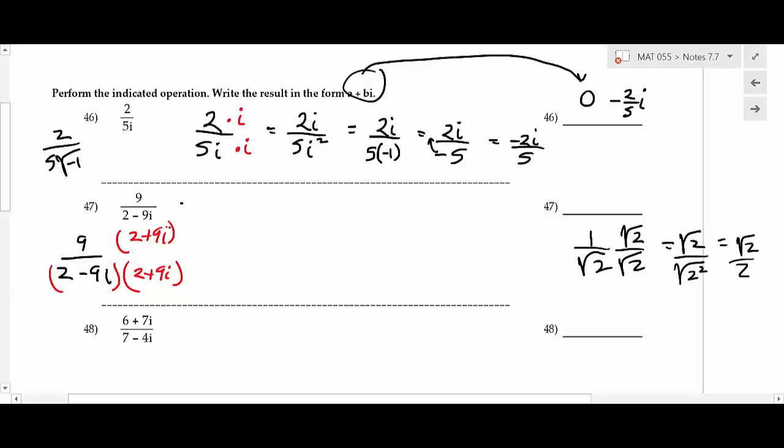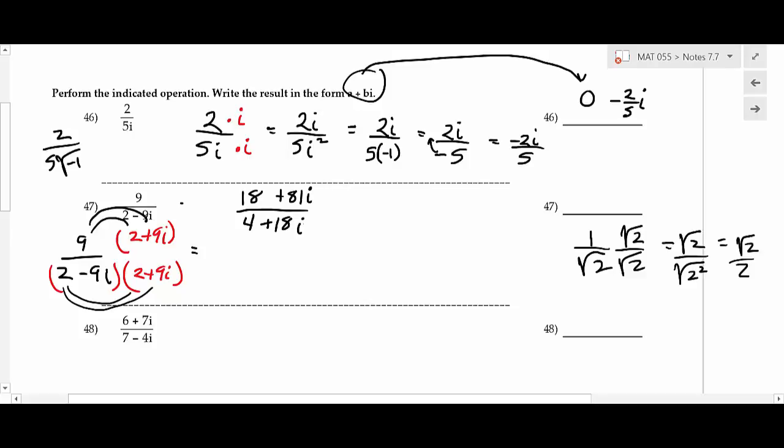If you remember to do that, the rest of it is FOIL, things we've been doing that are not too bad. So let's go ahead and multiply out the numerator. When I do that, I'm going to have 18 plus 81i. Now, if I go to the denominator, I think you'll see the idea is we don't want to have an i in the denominator, just like we don't want to have a radical in the denominator. If you FOIL this, you would have 2 times 2 is 4 for the first term. The outside term would be 2 times 9 or 18i.